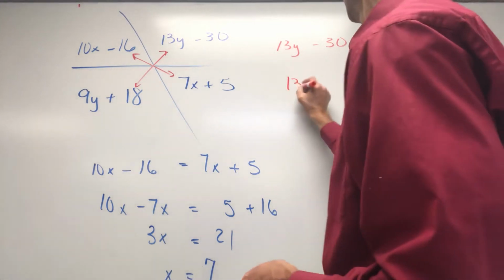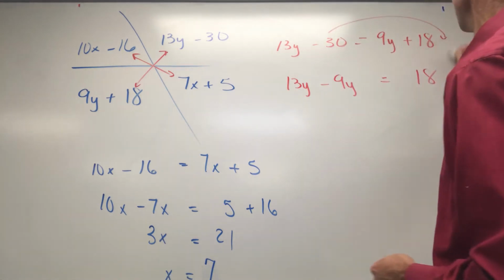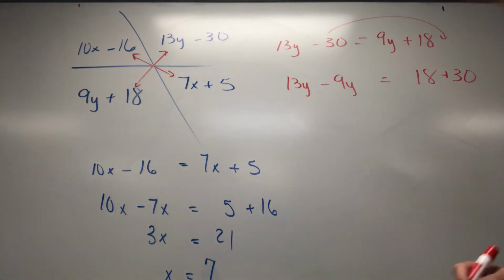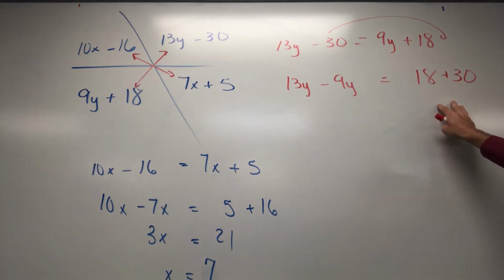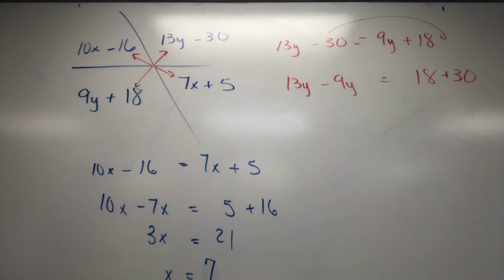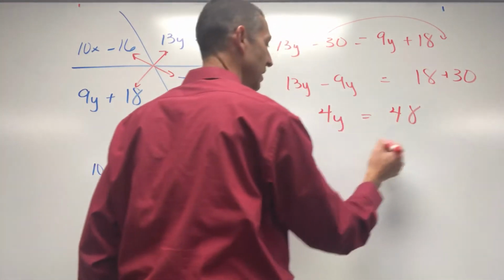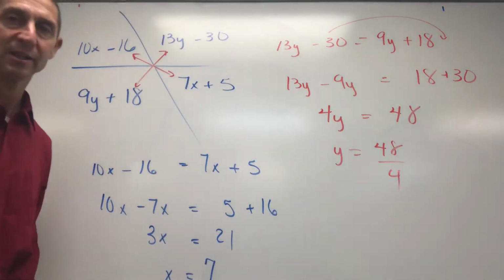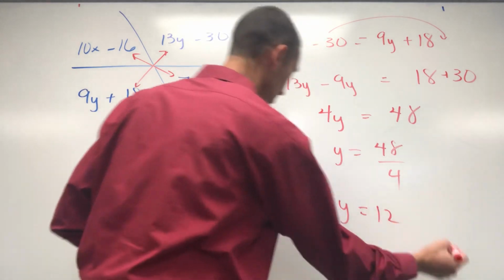Let's get our y's together. Let's get the numbers together. Will that fit? Can you see the plus 30? You can. Awesome. So now we've got our y's on one side, we've got our numbers on the other. We can roll this, 13y minus 9y. What do we got here? 4y equals 48. So we've got to take 48 divided by 4, but I think we can handle it. Y is equal to 12.